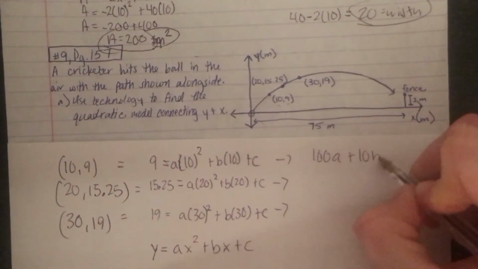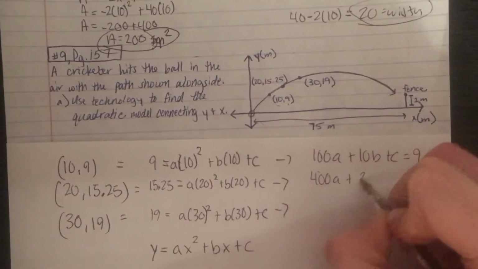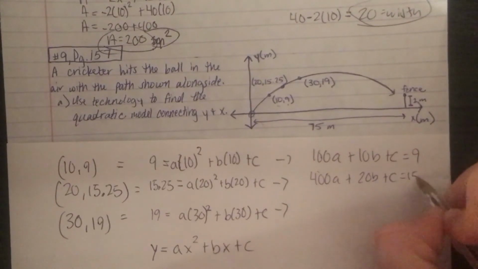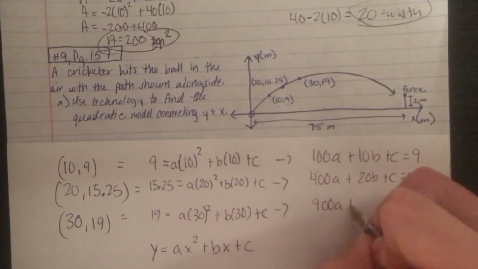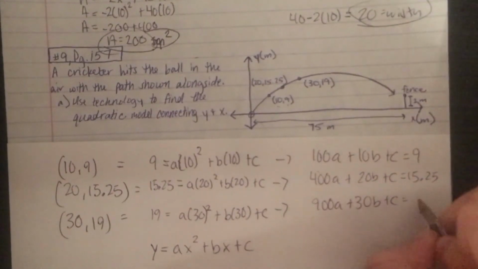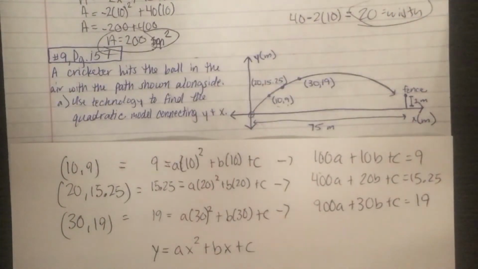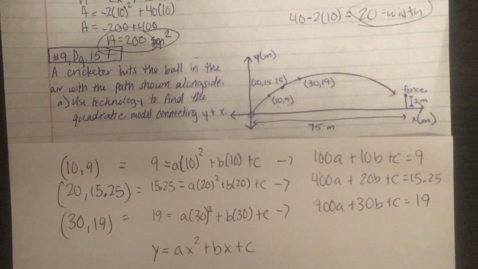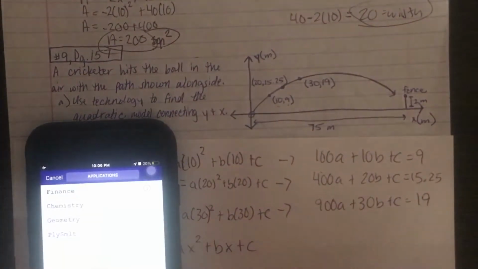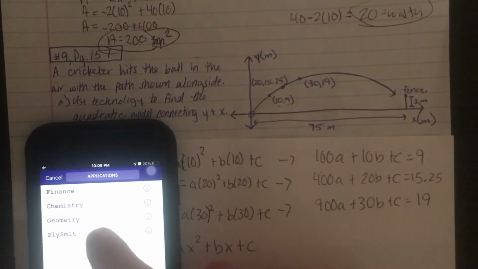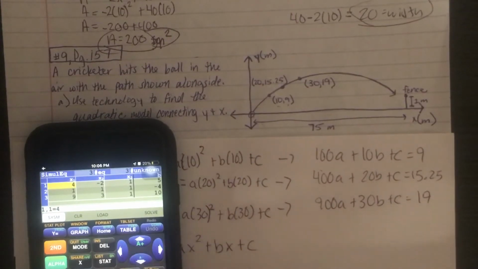And if we rewrite these equations the way that you'll see them on the calculator format, we've got 100a plus 10b plus c equals 9. We've got 400a plus 20b plus c equals 15.25. And then we've got 900a plus 30b plus c equals 19. So we've got a 3 by 3 system of equations here, and we want to solve that. So to do that, we're going to pull up this TI graphing calc. If we go to apps and go to polynomial simultaneous solver, we've got a system of simultaneous equations here that we now have to solve.